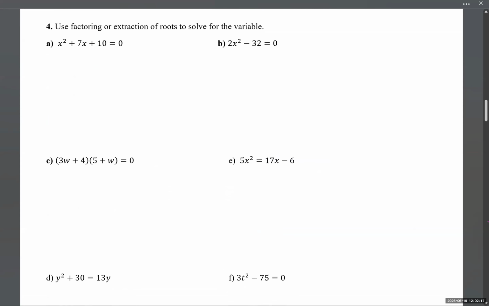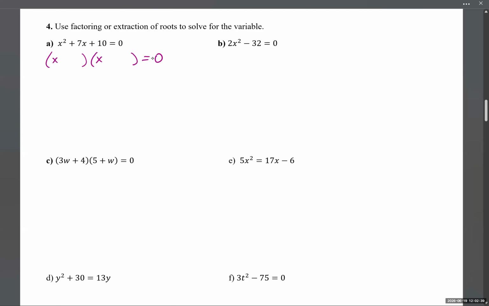Use factoring or the extraction of roots to solve these equations. So these are all quadratics, so let's go ahead and look at them. This first one, since it does say it's factoring or extraction of roots, we know that if we have a middle term, we need to use factoring. So let's go ahead and factor this one.